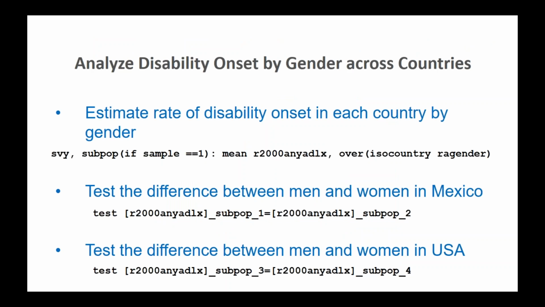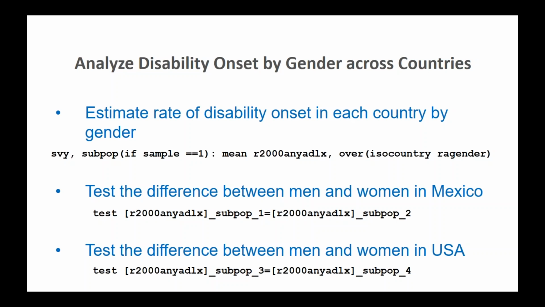So now let's look over gender. And here we'll test the differences in the estimates. So we can estimate the rate of disability onset in each country by gender. Our command's going to look exactly the same, except instead of saying ISO country age groups, we're going to say ISO country gender groups. This over command would allow you to create many subpopulations.